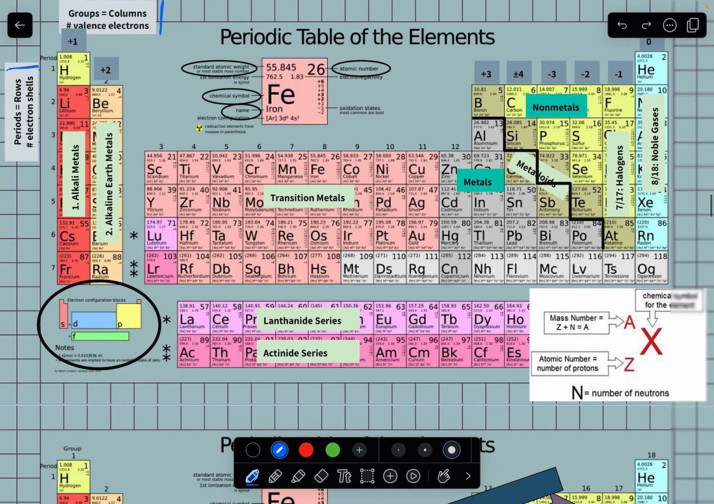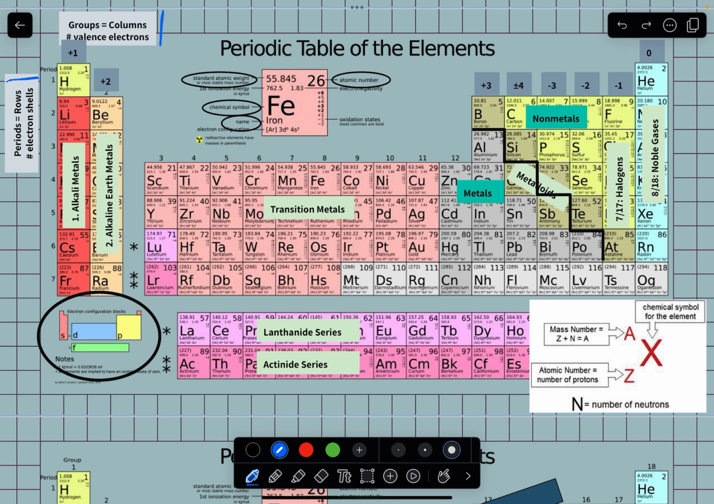You should also know, on the bottom left here, the circle, the S, P, D, and F regions for the electron configuration. And then on the bottom right, make sure you know that isotope notation or the element notation to understand the mass number and the number of protons. And then if there's a number on the top right, that's the charge of it. Okay, so make sure we understand those.